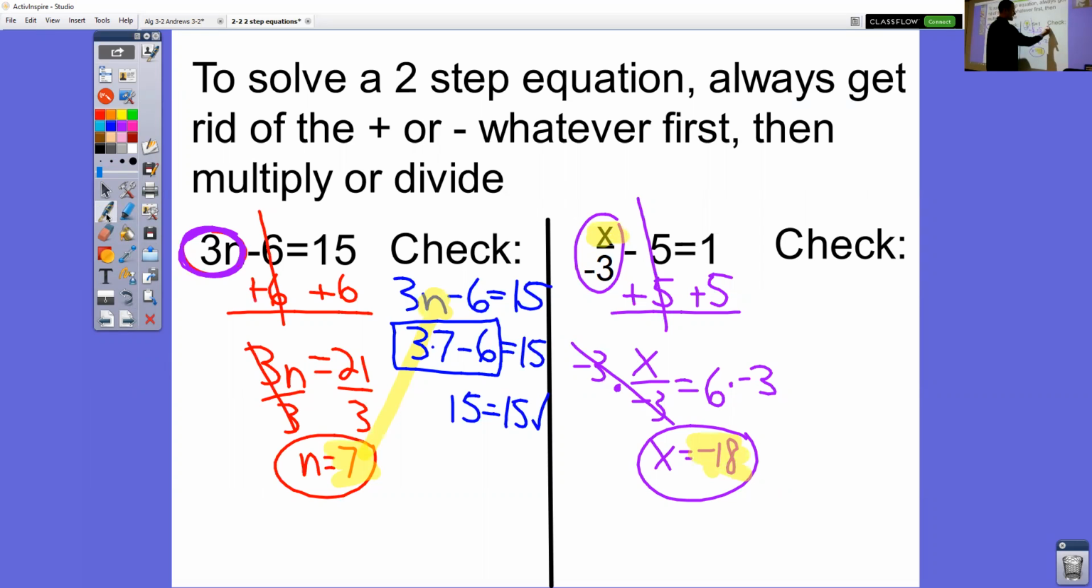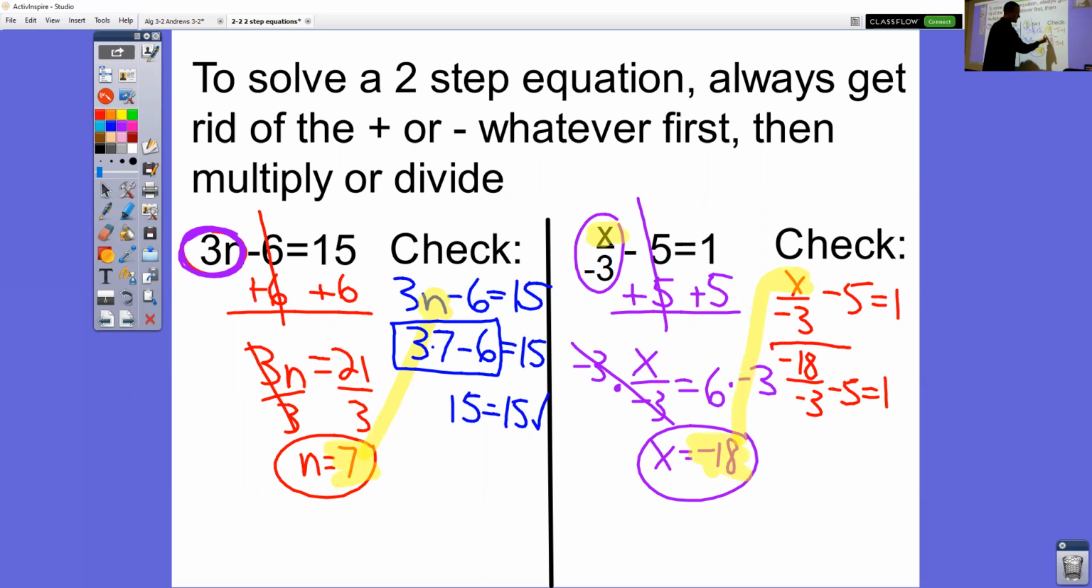So instead of, we're going to have x divided by negative 3 minus 5 equals 1. We're going to take that negative 18 and sub it in for x. So we have negative 18 divided by negative 3 minus 5 equals 1.